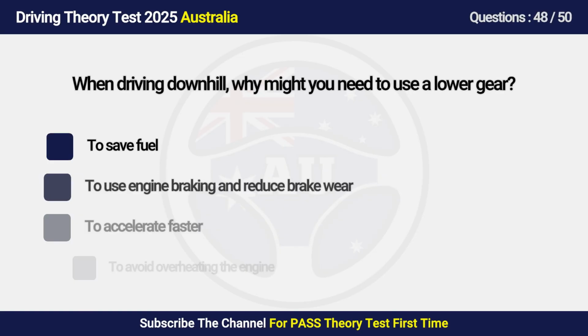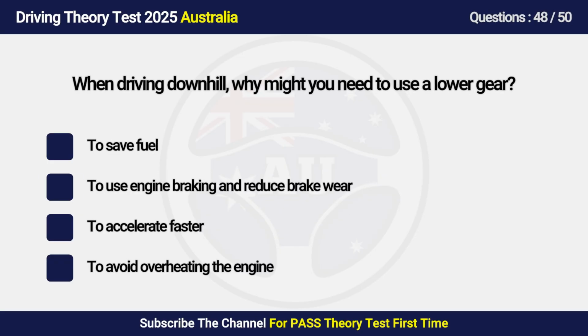Question 48. When driving downhill, why might you need to use a lower gear? A. To save fuel. B. To use engine braking and reduce brake wear. C. To accelerate faster. D. To avoid overheating the engine.